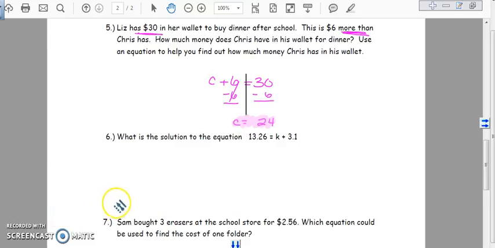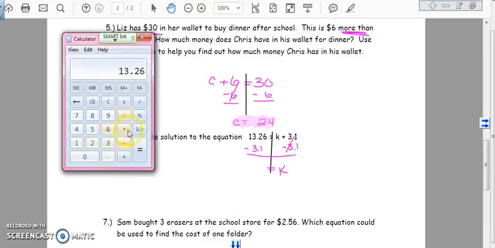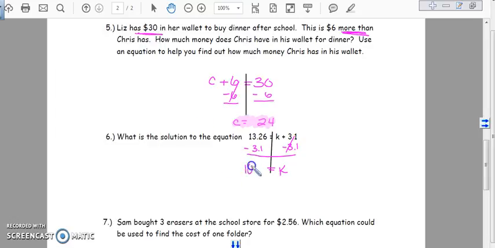Number 6, what is the solution to the equation 13.26 equals k plus 3.1? Draw my line down the middle. Nothing changes on solving this equation. It just has decimals. So I find my variable, which this time is on this side, which does not matter. I'm going to get rid of the plus 3.1 by subtracting 3.1. So k equals 13.26 minus 3.1. That gives me 10.16. Great.